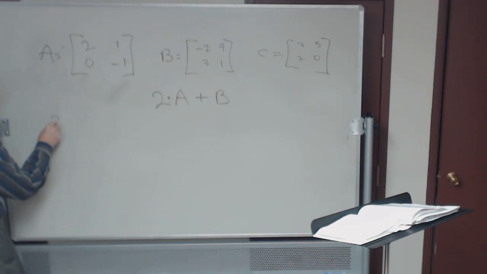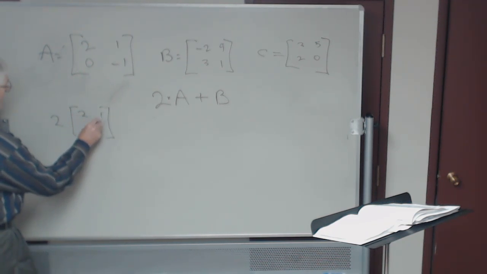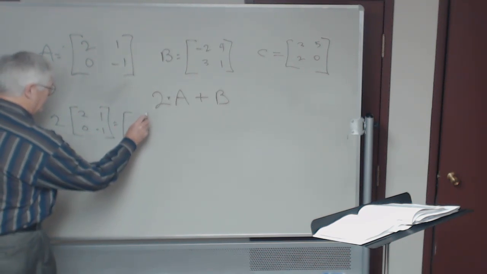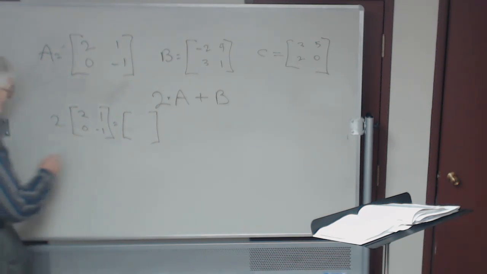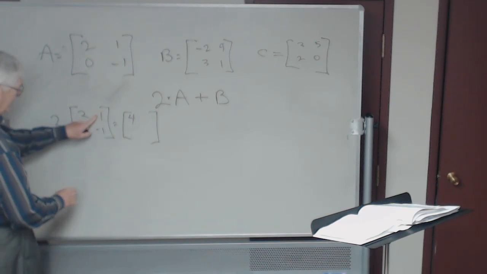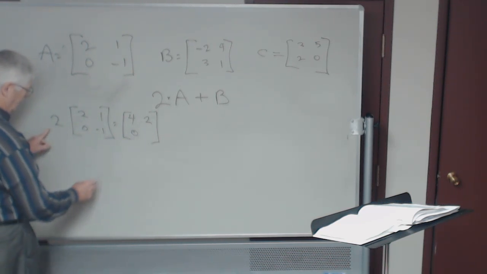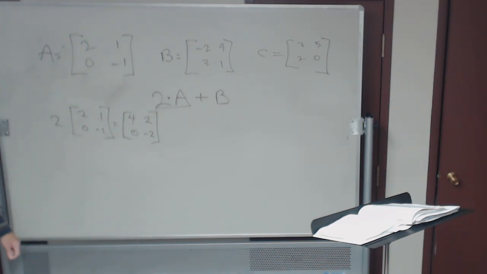So watch. Let's take 2 times 2, 1, 0, negative 1. Anybody want to guess what that's going to equal? 2 times 2 is what? 4. 2 times 1 is? 2 times 0 is? 0. 2 times negative 1 is? There. That's 2A. That's all there is to it.